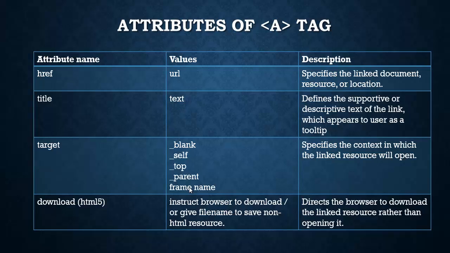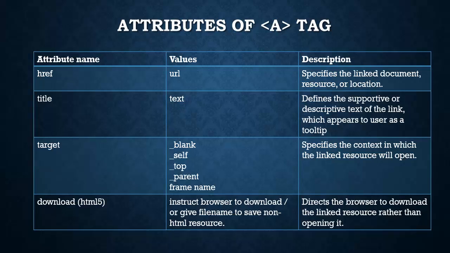The third attribute is target, which specifies the context in which the linked resource will be opened. And the last attribute, which is introduced in HTML5, is download. The download attribute is used to instruct the browser to download non-HTML resources directly without opening them.